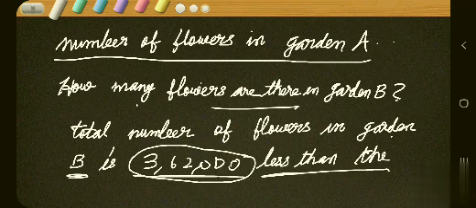Listen carefully. And what will be the final step? Therefore, number of flowers in garden B is equal to, what we have to do? 6,47,899 minus 3,62,000. This will be our final answer. Okay, try to do. Thank you.